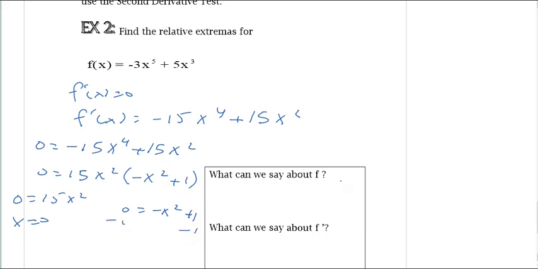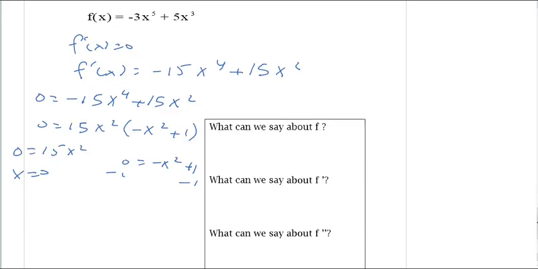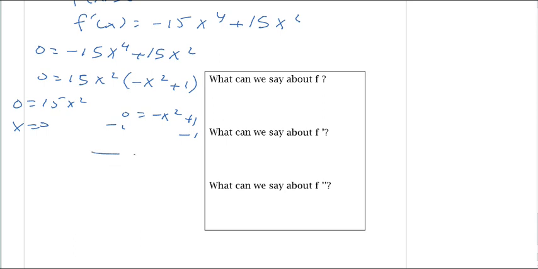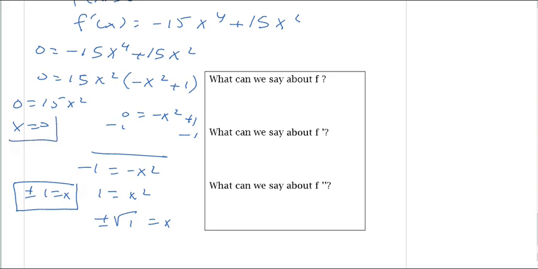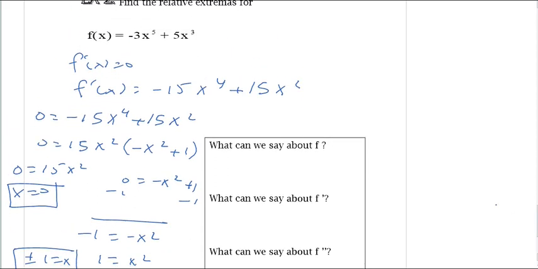Subtract by 1. I need a little bit more room, so I'm going to scroll down a little bit. I get negative 1 is equal to negative x squared. Multiply a negative both sides. 1 is equal to x squared. So plus or minus radical 1 is equal to x. So plus or minus 1 is equal to x. Okay, so those are our 3 different critical numbers. We got a lot of critical numbers there. Okay, so let's go ahead and take the second derivative.